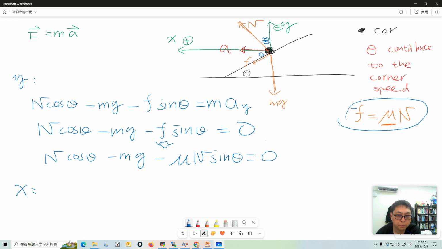So what's the x component? In the x component, we have n sine theta. Be careful, n sine theta is positive. Does mg have an x component? No. f has an x component. Yes, we have f cosine theta.